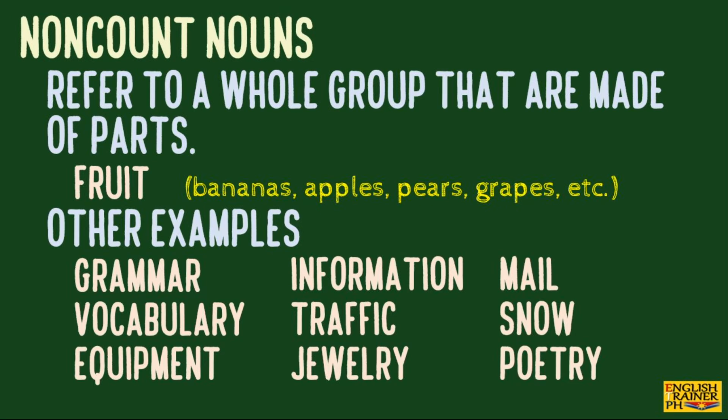Other examples are grammar, vocabulary, equipment, information, traffic, jewelry, mail, snow, and poetry. You are not supposed to put an S to these things because these are non-count nouns.